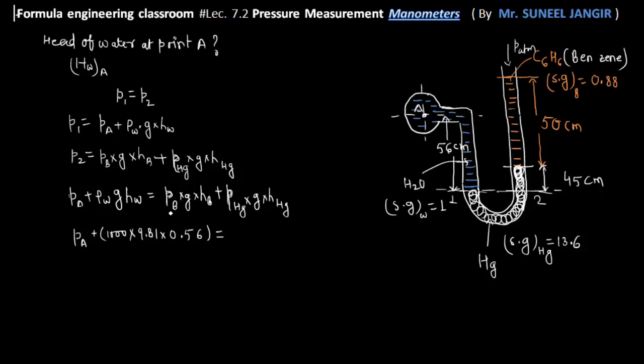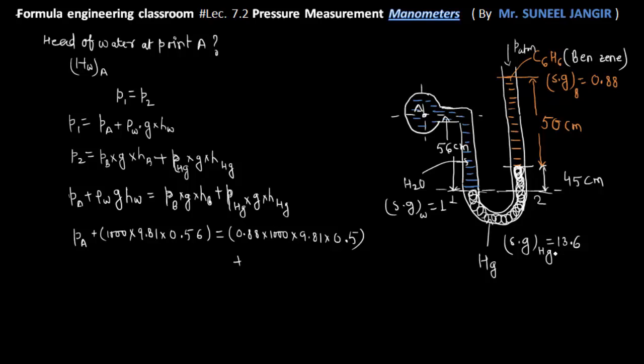Okay. Then rho of benzene. As the specific gravity of benzene is given, we can write rho of benzene will be 0.88, that is the specific gravity, into the density of the standard fluid, that is water. So this is the density of benzene, into 9.81, into the height of benzene, which is 50 centimeters, so we can write this as 0.5 meter.